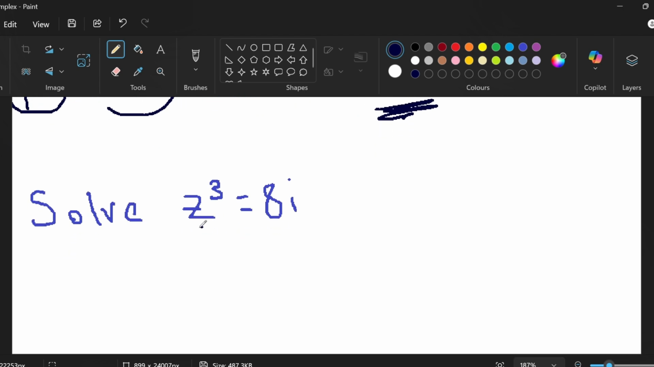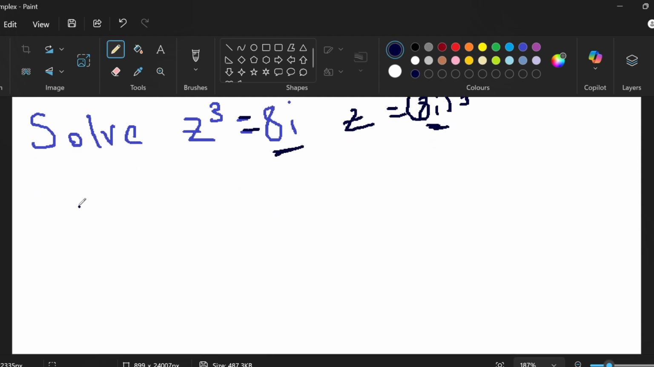Here I'm asked to solve z cubed is equal to 8i. So z is equal to 8i to the power of 1/3. And I'm going to put this 8i into polar form. So for r, I get the square root of 0 squared plus 8 squared, which is the square root of 8 squared, which is just equal to 8.